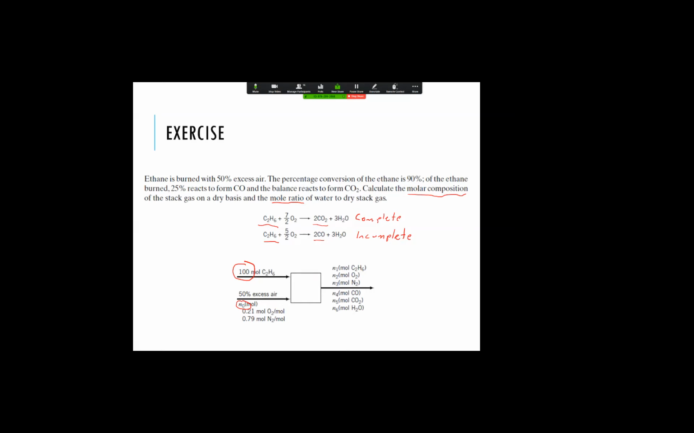And then in the products, we know that only 90% of ethane is going to react. So we know that we are going to have a little bit of ethane at the end, right? We're going to have excess air. So we know that we need to have oxygen at the end again, nitrogen too, because nitrogen is not going to react at all. And then we're going to have the products, right? One of the products is carbon monoxide, the other one is carbon dioxide, and water.